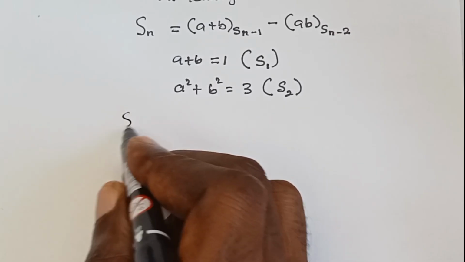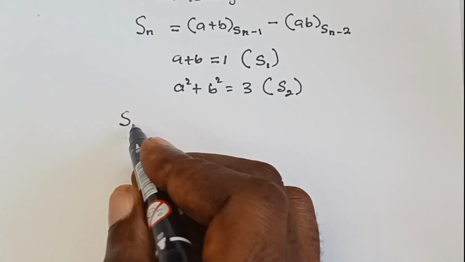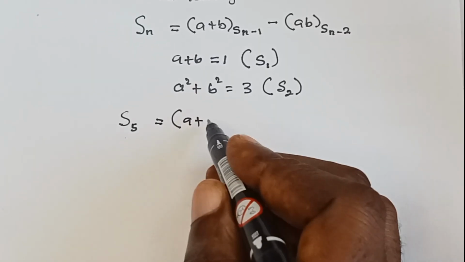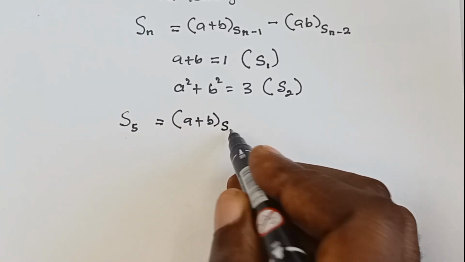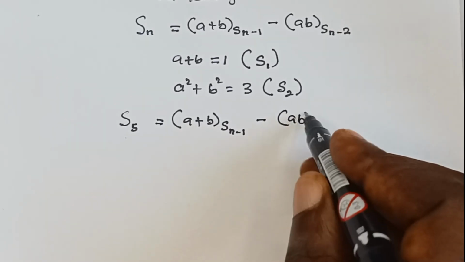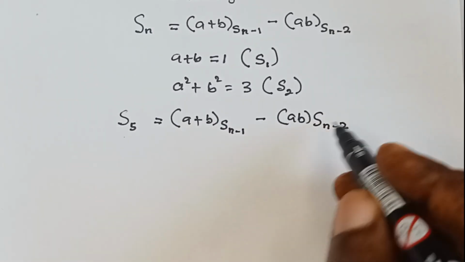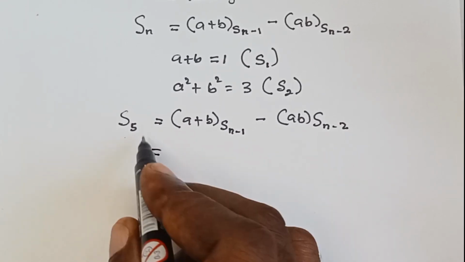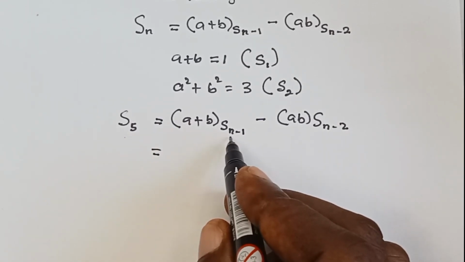Okay, so now for the sum of the fifth power, the formula is given as (a plus b) Sn minus 1 minus ab Sn minus 2. Okay, that's the formula. Then for the sum of the fifth power, anywhere we see n here, we're going to write 5.